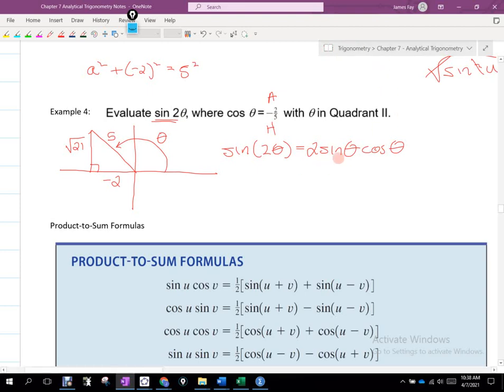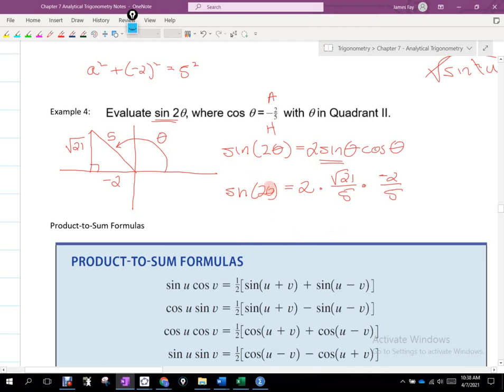Do we know this right here? From our picture, it's radical 21 over 5, right? Do we know cosine theta? Negative 2 over 5. And we got this 2 out in front. Okay?